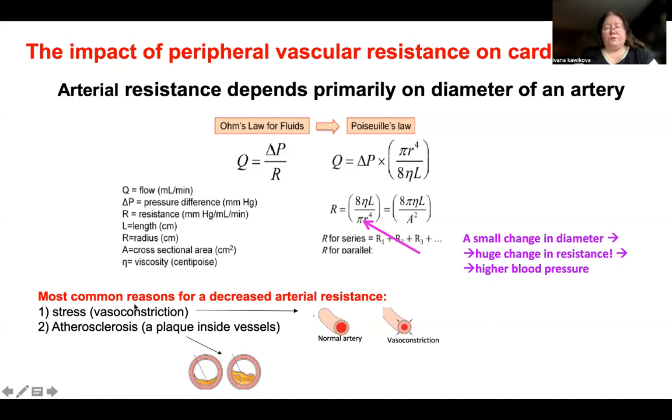Now, what are the most common reasons of increased, I apologize, here should be increased arterial resistance? One is stress that causes vasoconstriction. So it will cause higher resistance, or a longer term factor, which is atherosclerotic plaque, which causes remodeling of the artery and a reduction of the diameter.